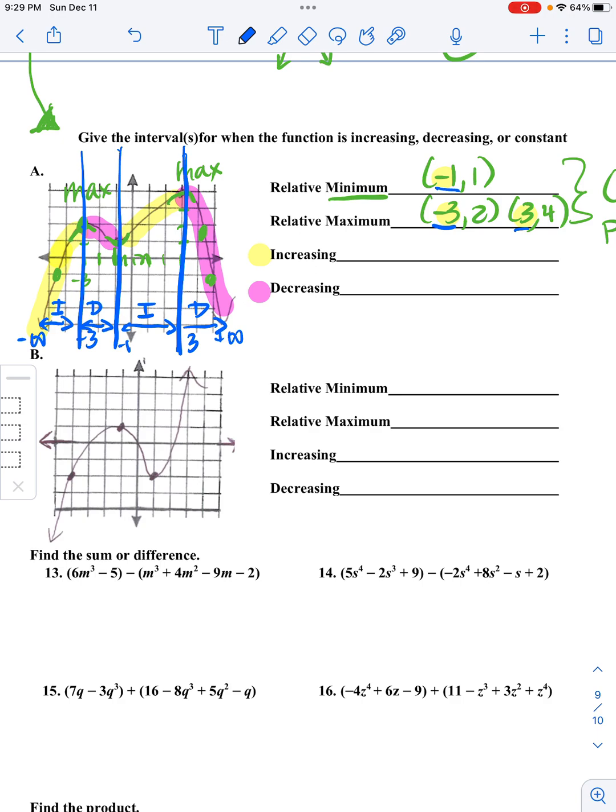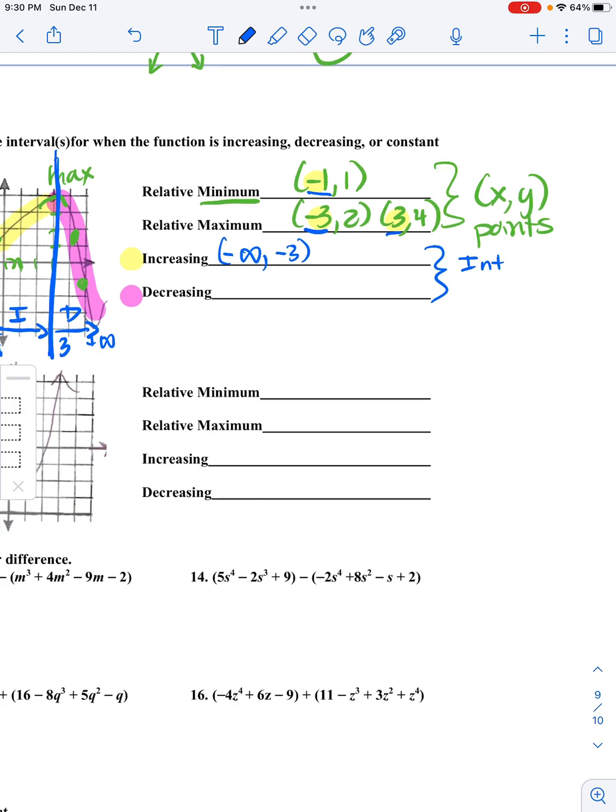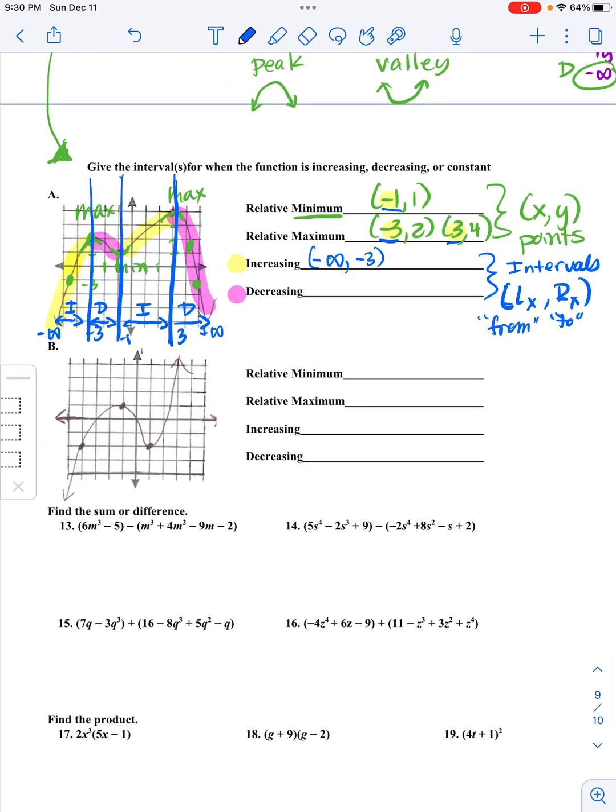So the places that it's increasing are the far left piece, which goes from -infinity to -3. So these are not points. These are what we call intervals. And it's always the farthest left x and then the right x, like where you're going from and to. So I would be like, okay, this graph is increasing from -infinity to -3. It's also increasing from here to here. So that's -1 to 3.